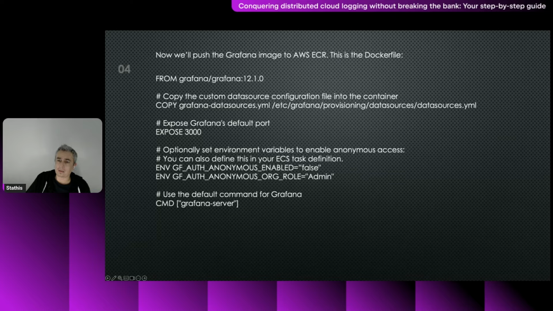Again, we can use it as it is. It also has two environmental variables that I wanted to just mention: anonymous enabled equals false and anonymous org role equals admin. The second one, org role equals admin, means that if you have anonymous access to Grafana enabled, the user that we log in to Grafana anonymously will have the admin role. But this is being overridden by the task definition. So even if you have something wrong here, you can override it with the task definition.